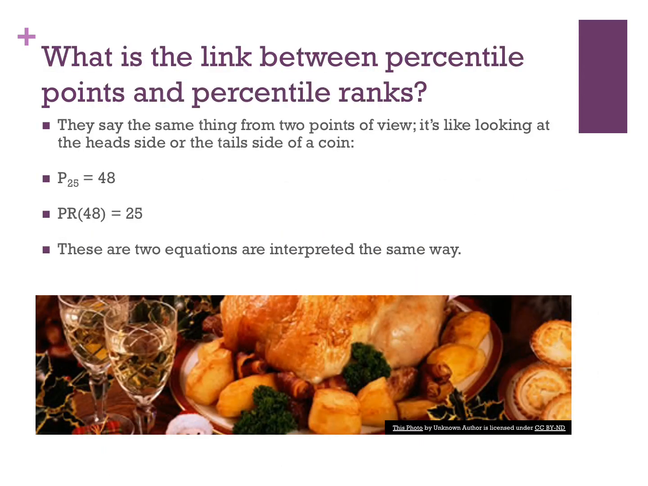What is the link between percentile points and percentile ranks? They say the same thing from 2 points of view. It's like looking at the head side or the tail side of a coin. P sub 25 equal 48, or PR 48 equal 25. These are two equations, and they're interpreted the same way.